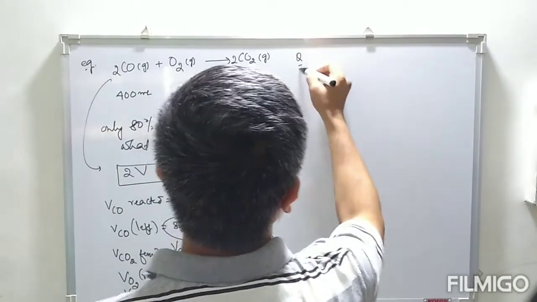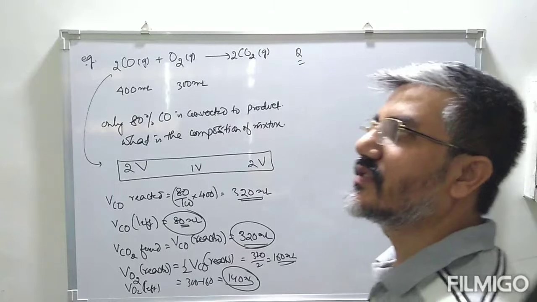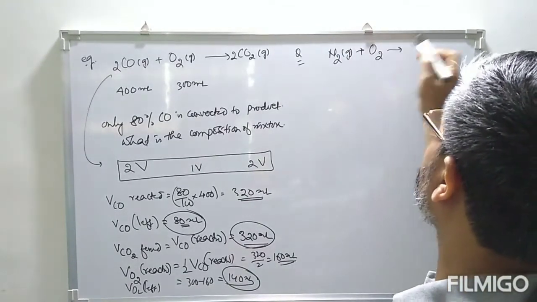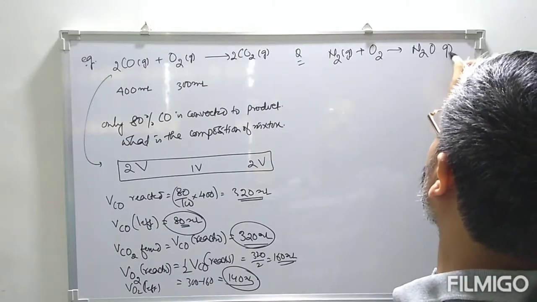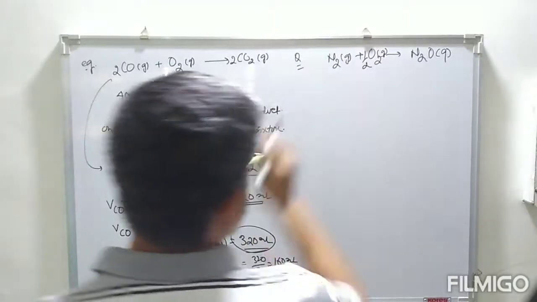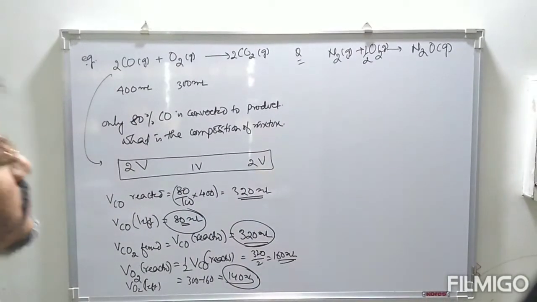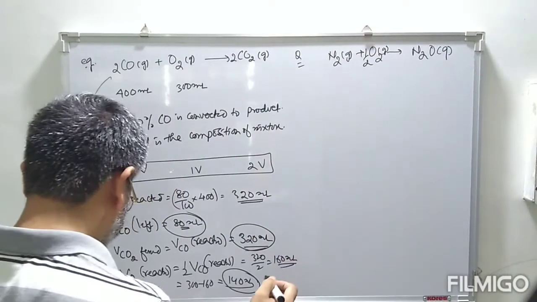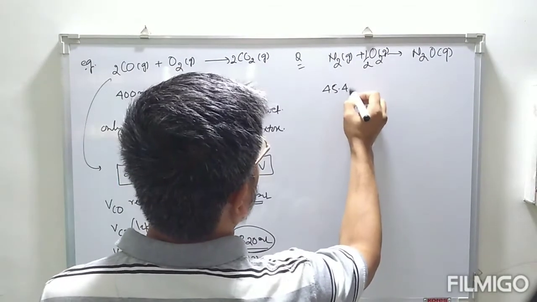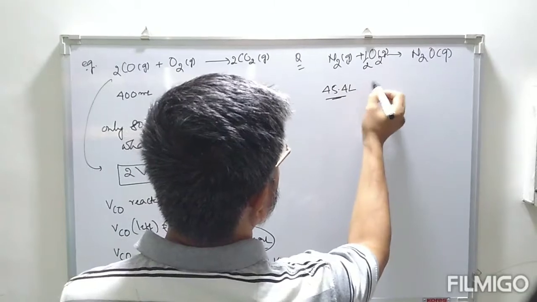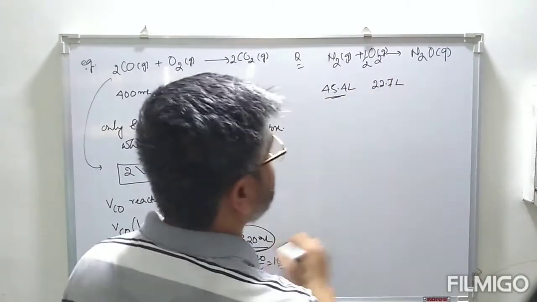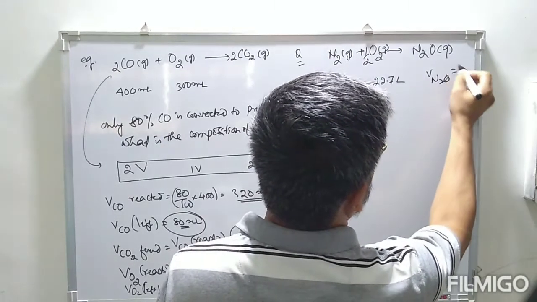One more example. In a given chemical reaction, nitrogen gas reacts with oxygen to give you N2O gas. This is the balanced chemical equation. The question says, in this reaction, if 45.4 liter of N2 is mixed with 22.7 liter of oxygen, then what is the volume of N2O formed?